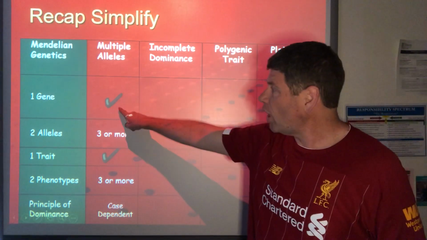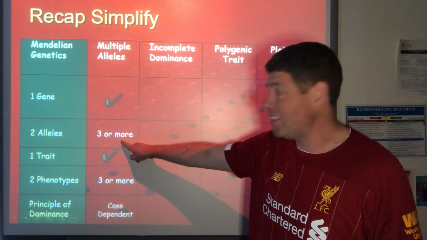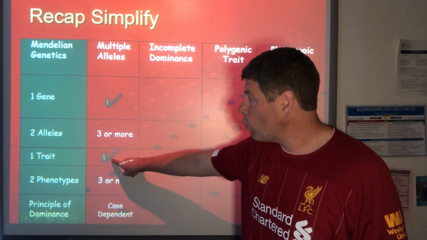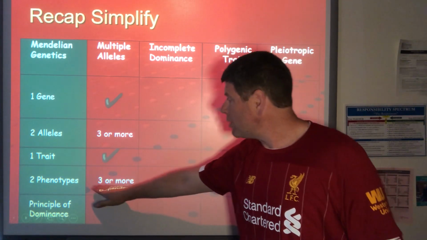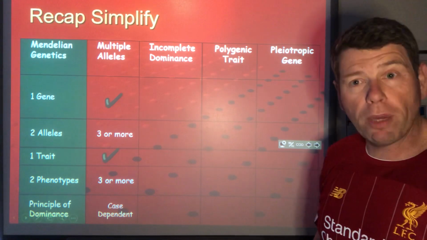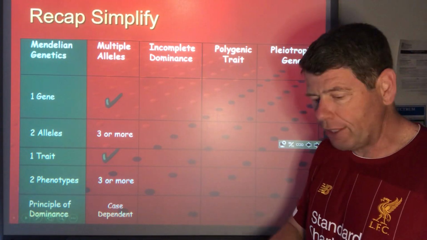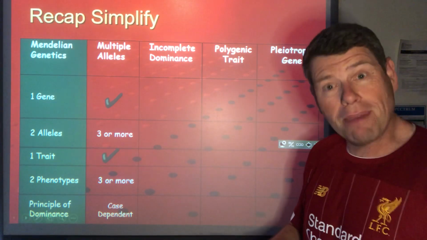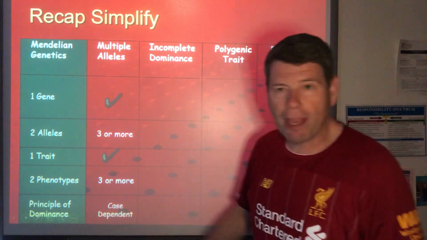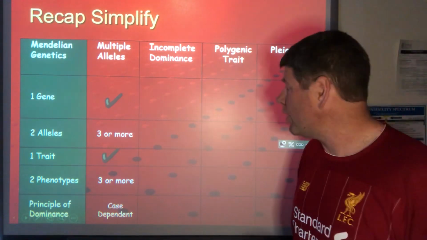We're still only talking about one gene, but now there's more than two forms that gene can take, more flavors than just two. We're still only going to govern one trait, but now we have the potential of three or more phenotypes. So remember, with blood types, which is a multiple allele situation, you can be blood type A, blood type B, blood type O, AB. And then it's case dependent on whether there's any dominance or not. Sometimes there is, and sometimes there isn't.